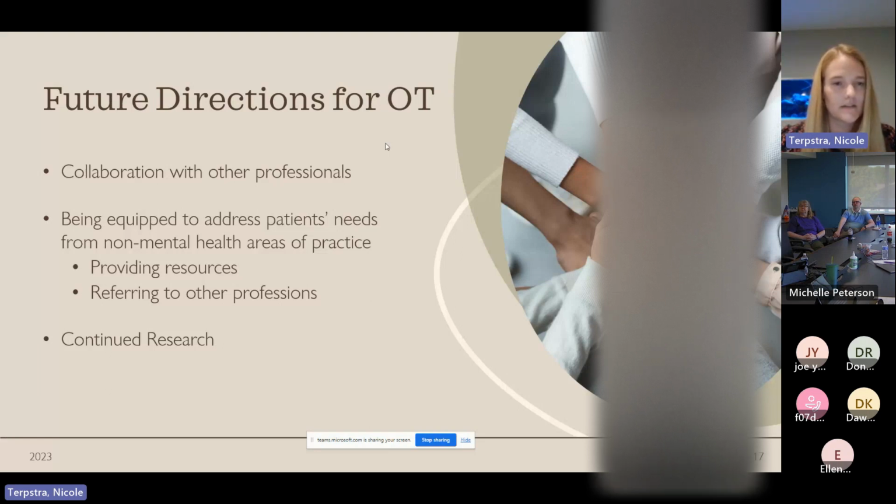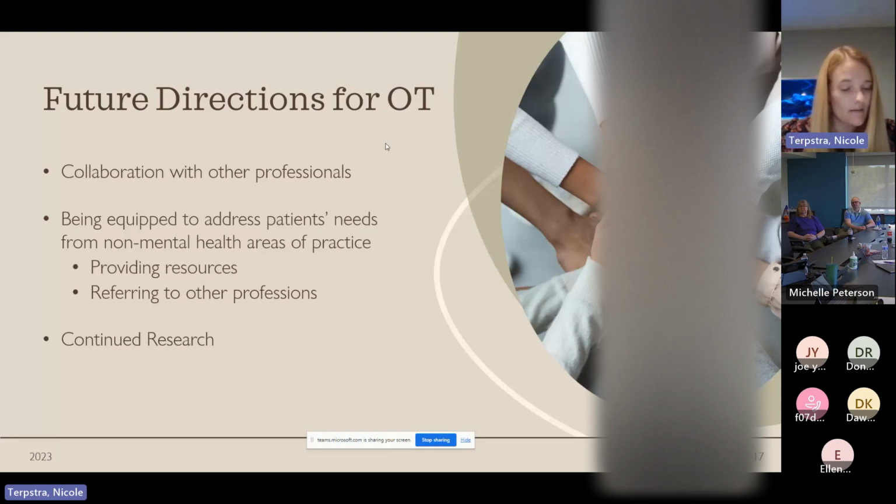The first, obviously, is to just collaborate with other professionals, because I don't think that a single profession is able to fully tackle this issue. Working together to utilize the best of all of our knowledge and resources, I think, is the best way to provide the best treatment for our patients and our clients. So again, being equipped to address our patients' needs from a non-mental health perspective, such as just providing resources and referring to other professions, is also important.